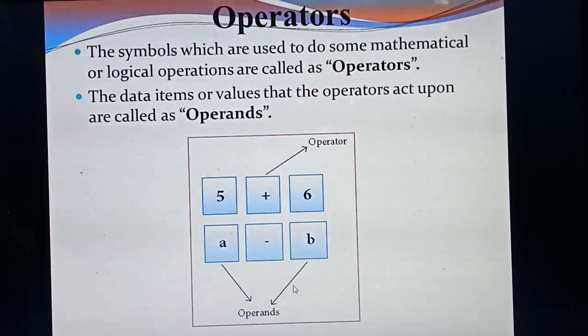Sometimes they will give equations like this and ask you to identify the operator and operands, so you should identify them. Understand the difference between operator and operand. Operator means symbols. Operands means the variables or values on which you perform addition, subtraction or any calculations. So we are calling those operands.